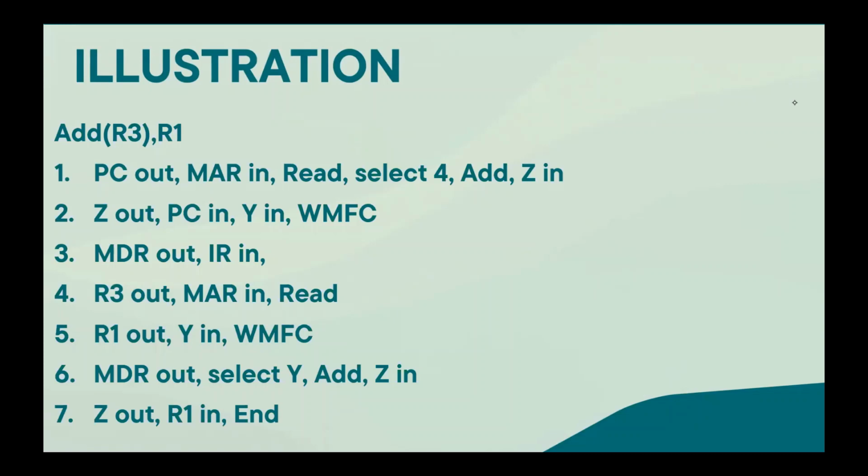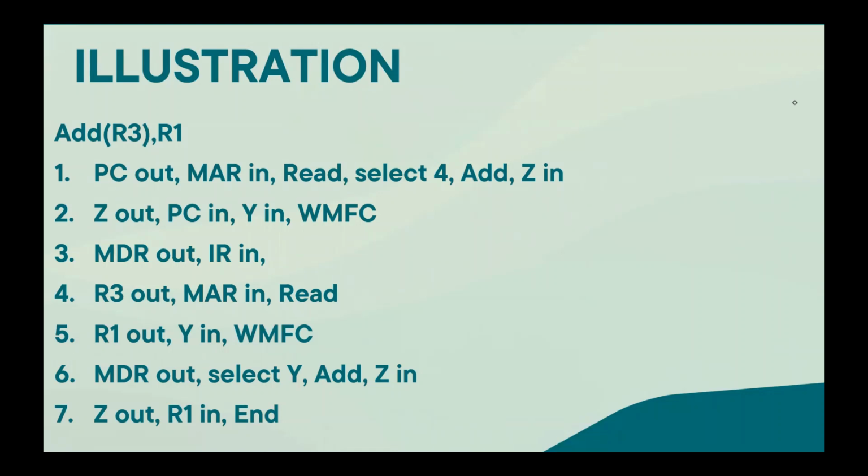For the instruction execution cycle, there are 4 steps: fetch, decode, decision, and execute. We will take the example Add R3, R1, and with the help of the example, we will understand how it works. In the first step, there is PC out, MAR in, Read, Select 4, Add, and Z in. Here MAR is the memory address register. In the first step, the instruction operation is initiated. Data from the PC is sent to the MAR. And in the execution, the PC always points towards the next instruction.